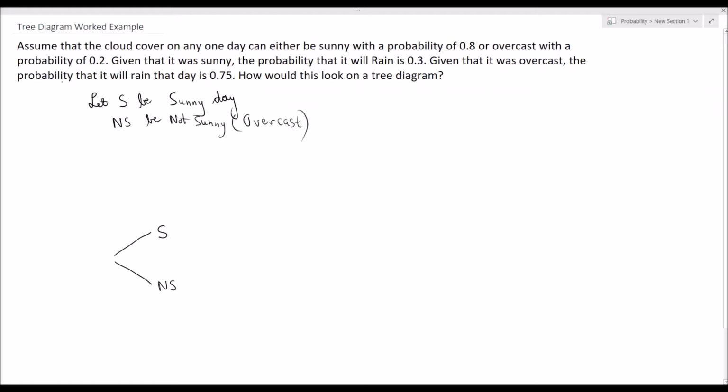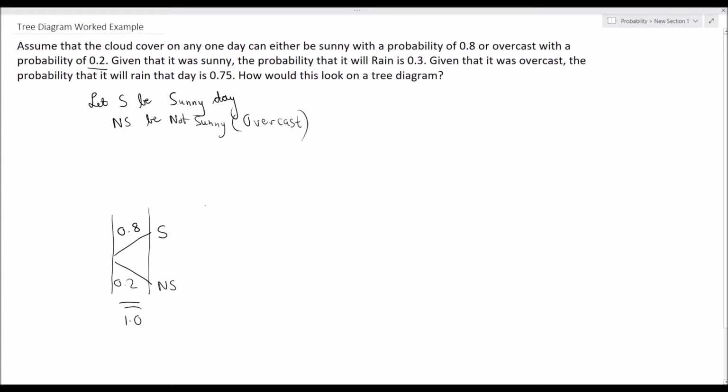We're told that the cloud cover is sunny with a probability of 0.8. So this is what we write over here. And then we're told that the probability that it will be overcast is 0.2. They could have left out this information because we know that the vertical addition of the probabilities in a single split always has to add up to 1. And we can see that this is indeed the case, as 0.8 plus 0.2 adds up to a total of 1.